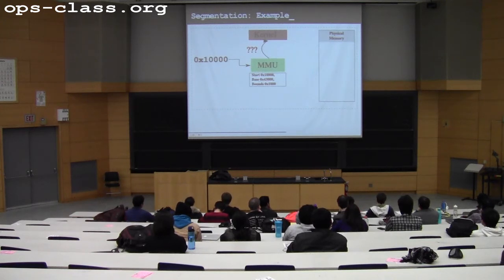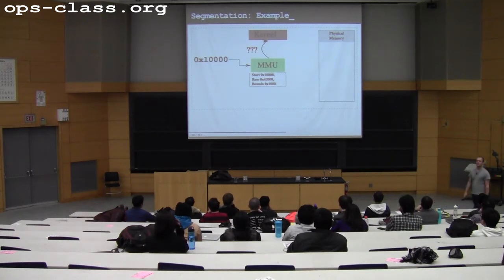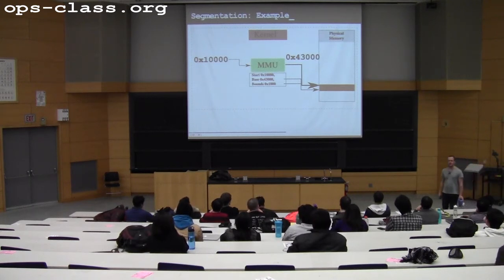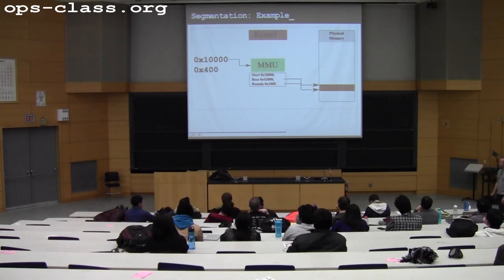So where is this address going to translate once the MMU knows this? This is an easy one. It's going to translate to 0x43,000, because it's the bottom of a segment. Remember, the segment start address always translates directly to the base in physical memory. If I'm translating something inside a segment, I have to do a little bit of math, but the segment start address is the easiest one to translate.